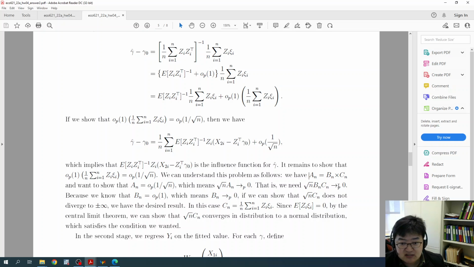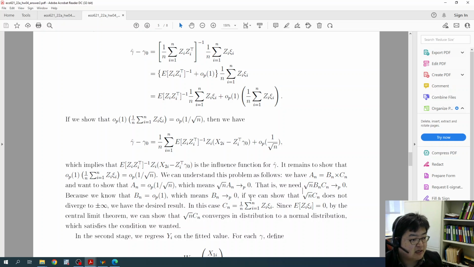We need to show this, and what we are going to do here is b converges to 0 in probability. All right, it is obvious in this case, because we already have this, and we want to show that if you multiply square root n to c, it does not diverge. So it's bounded in probability, right? Then we have the desired result, because something that does not diverge multiplied by something that goes to 0 will converge to 0, right?